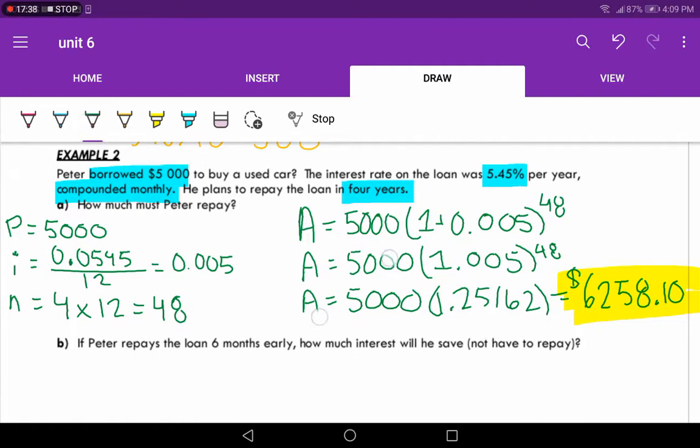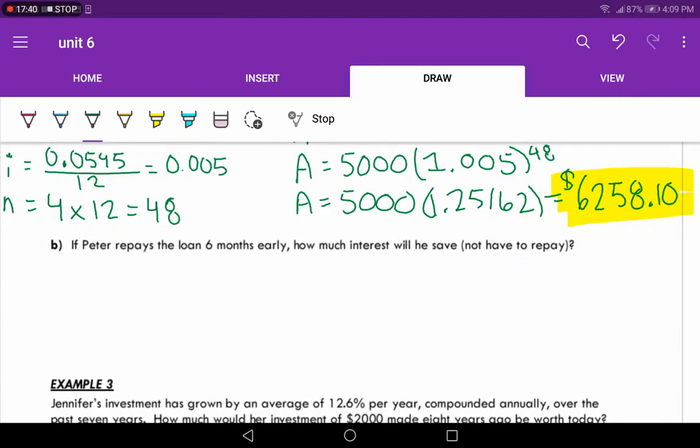Okay, so the next part, part B, says if Peter repays the loan 6 months early, how much interest will he save? Okay, he's not technically saving the interest, but he won't have to repay it. So same as before, P, I, and N. Our principal remains the same, right? He's still going to take out the same amount of money. He's just going to repay it back earlier. Okay, our interest rate is still going to stay the same.